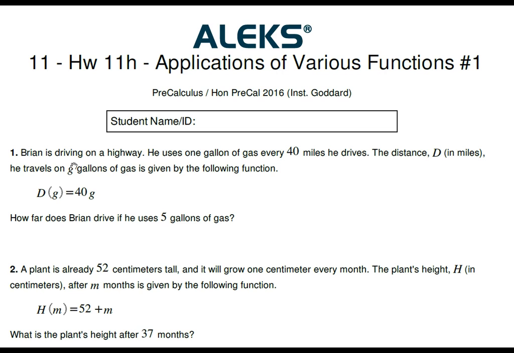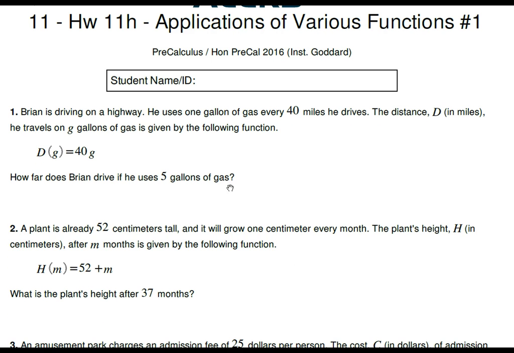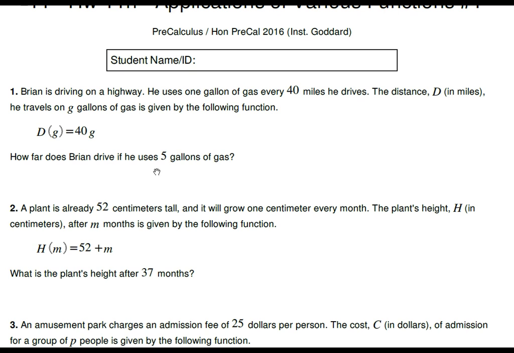Number 1 says Brian is driving on a highway. He uses 1 gallon of gas for every 40 miles. The distance d in miles he travels on g gallons of gas is given by this function. So we've got some sort of function given to us. How far does Brian drive if he uses 5 gallons of gas? I'll let you think about how to plug in 5 into that function there, okay?